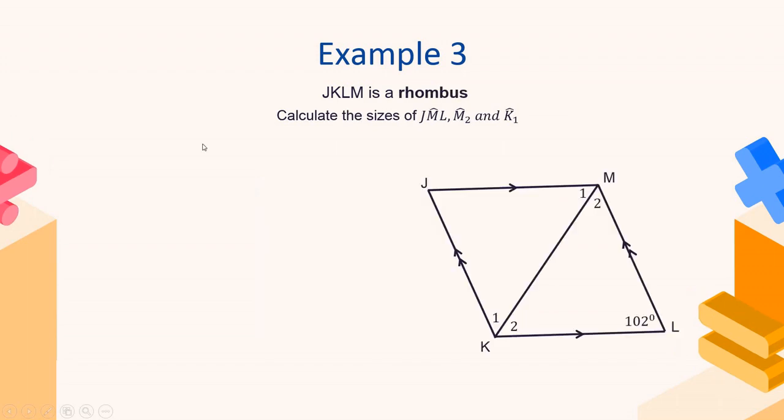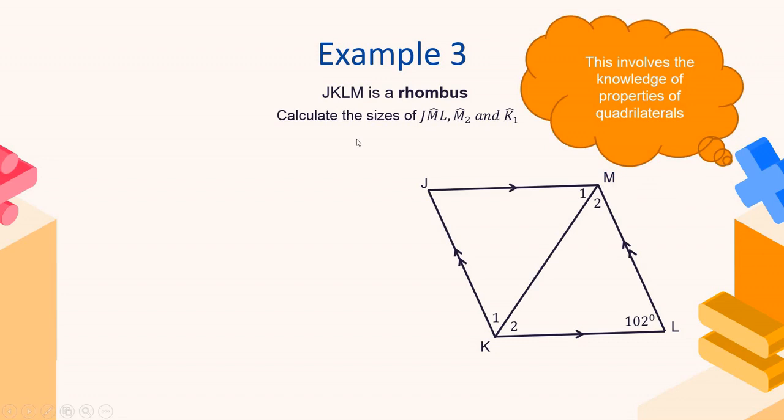So if we look at this problem, the fact that we are told that JKLM is a rhombus means that we'll probably have to use its properties, right? What does this mean? This question involves a knowledge of the properties of quadrilaterals, and in this case, this quadrilateral is a rhombus. We get other types of special quadrilaterals, which are squares, rectangles, and parallelograms.